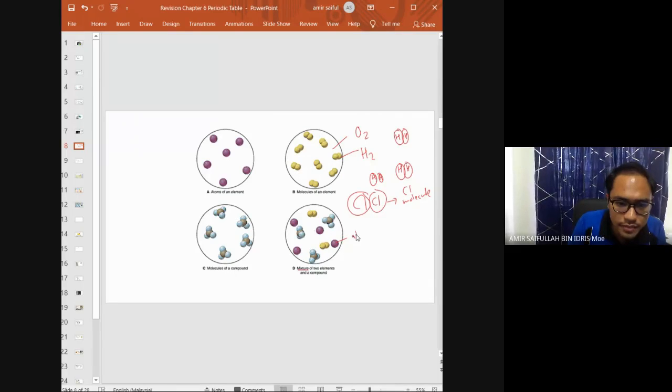This one is the atom element. This one is the molecule element. So we got two elements here: one is an atom element and one is a molecule element. And we got one compound. See? Among them, they are not together. They are separated, so that's why we call them a mixture. If they are combined together like this, they are a compound. But if they are separated, although they are in the same area, we call them a mixture.